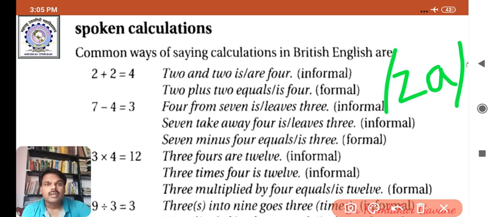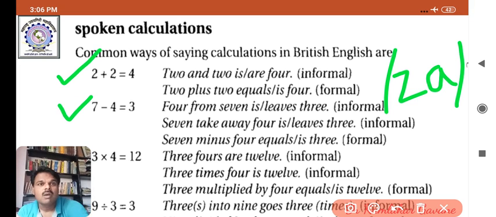Okay, now say 2 plus 2 is equal to 4. But in informal English, 2 and 2 is 4, or you can say 2 and 2 are 4, right? In formal English, 2 plus 2 equals 4, or 2 plus 2 is 4. This addition, this is simple.